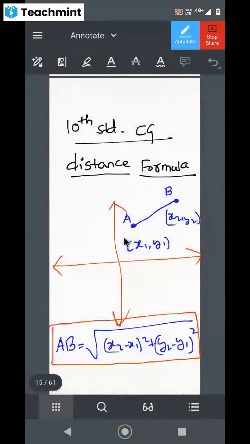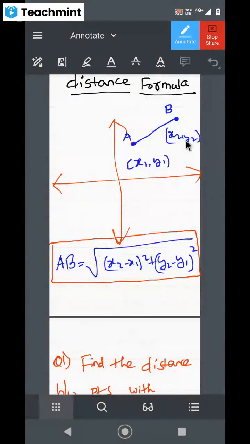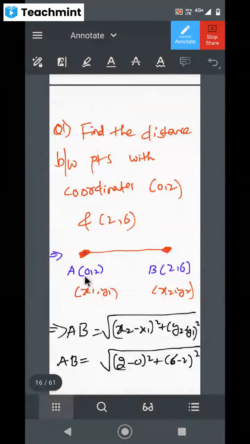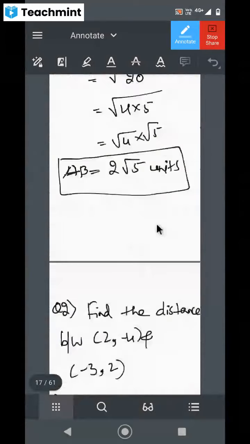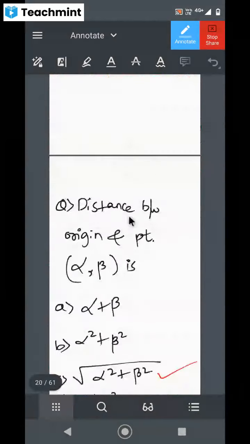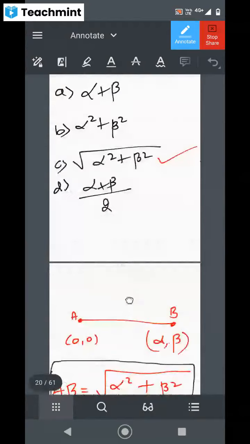Then we started 10th standard coordinate geometry, and we discussed the distance formula. This is x1, y1, and this is x2, y2. The distance between A and B will be under root x2 minus x1 whole square plus y2 minus y1 whole square. On this, we did a direct problem, given points and find the distance. Then after that, with minus also we took. Then the distance between origin and point alpha beta. Origin means it is 0, 0, no? So that also we did.